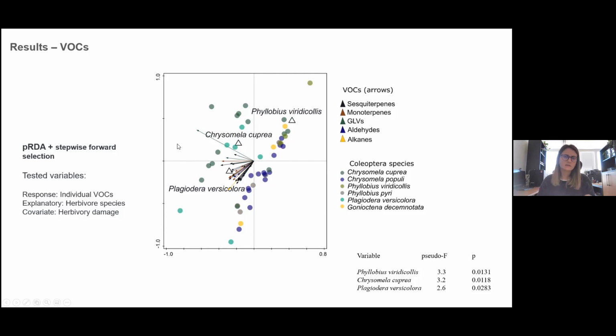But also we can see that there are differences when comparing these two species, Chrysomela and Plagiodata, because Chrysomela is eliciting mostly, let's say, green leaf volatiles, as you can see here. This is methylbenzoate, and the induction of this compound is almost exclusively from Chrysomela cupri. But Plagiodata versicolora, on the other hand, is mostly correlated with the emission of sesqui and monoterpenes.